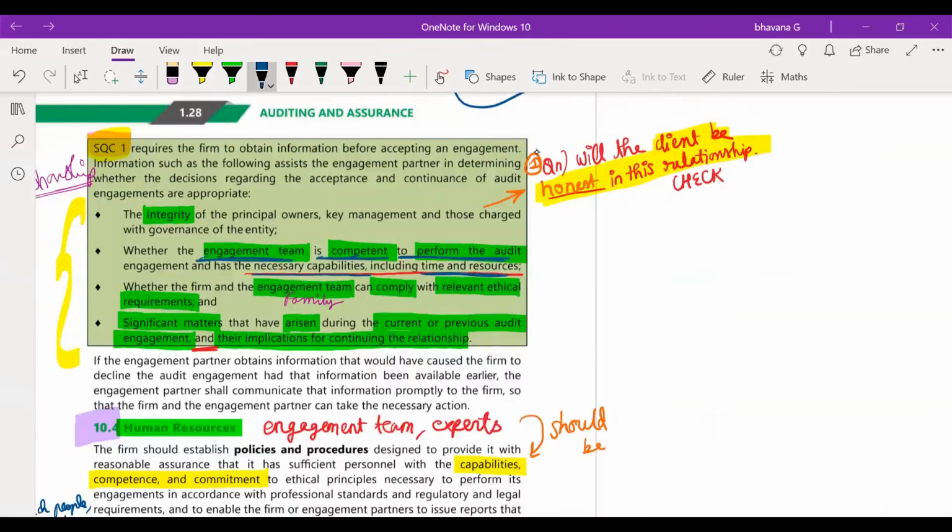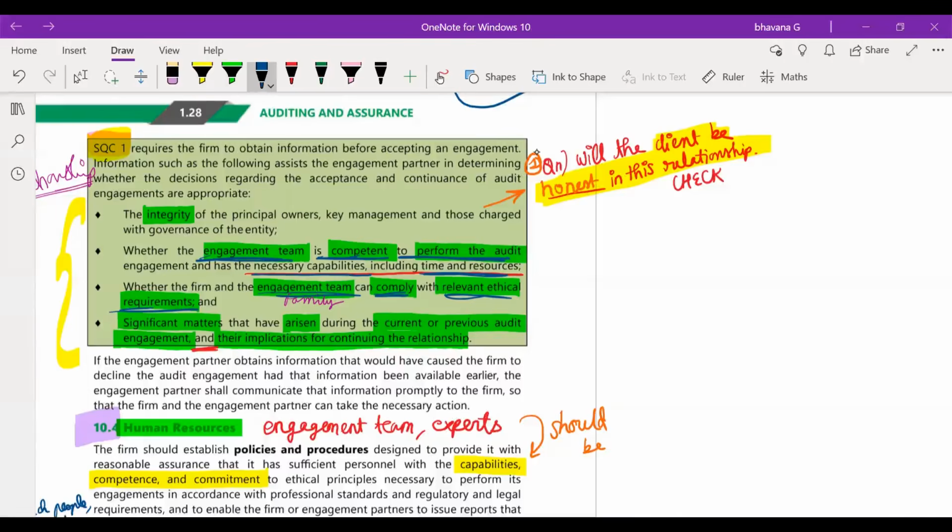So whenever you accept an audit, first you have to see the integrity of the client, whether the client is honest or not. Next, you see whether the engagement team is competent to perform the audit or not. Then you have to see whether the engagement team can comply with the relevant ethical requirements. What are the 5? I told you a short form for ethical requirements, right? What is the short form for the relevant ethical requirements here?